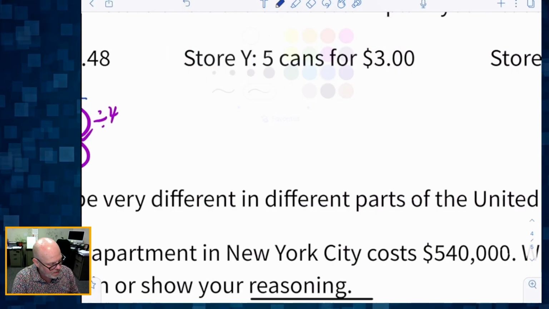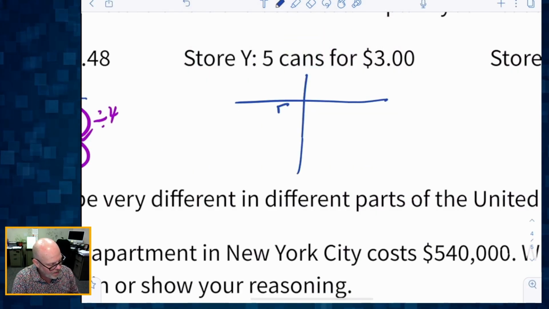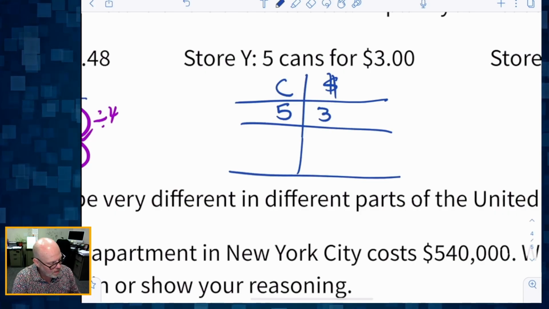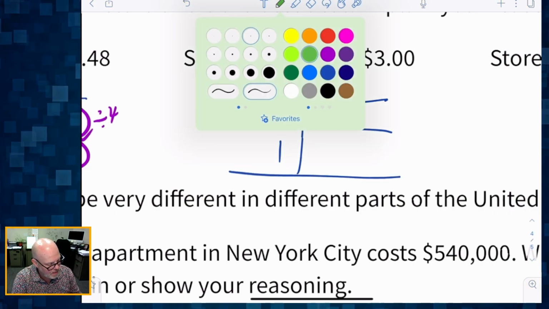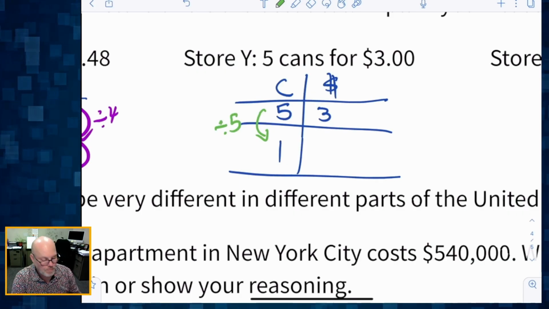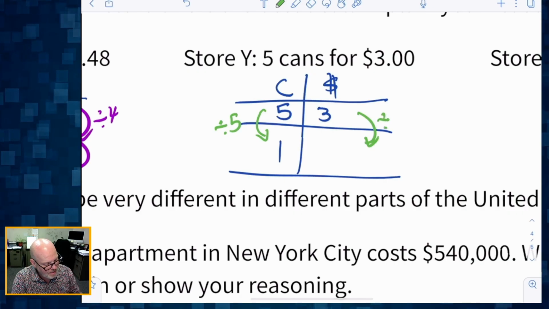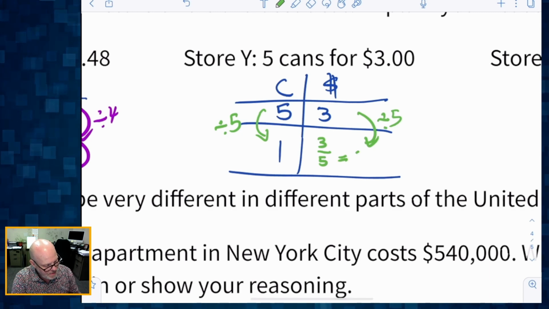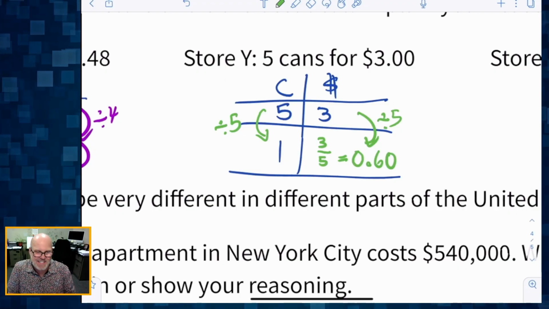Let's take a look at this one. This one is 5 cans for $3. So cans and dollars, and I want to know what 1 can is going to cost. How do I do that? I'm going to divide by 5. 3 divided by 5 is 3/5, which happens to equal 0.60. So that's 60 cents.